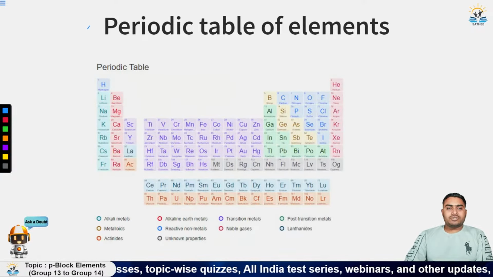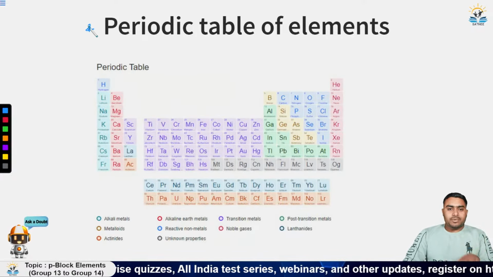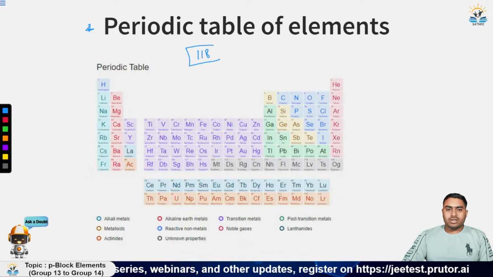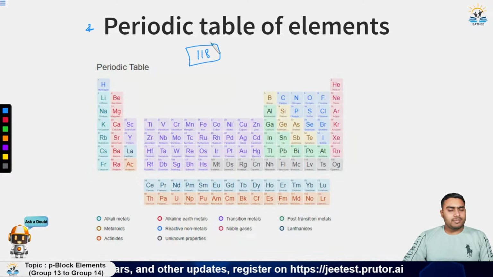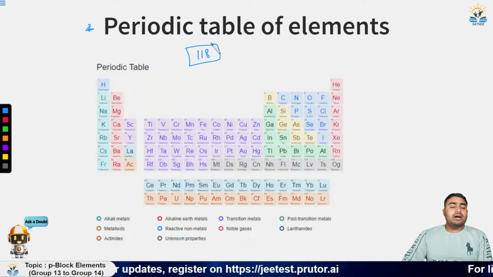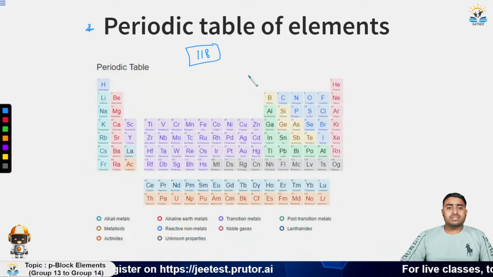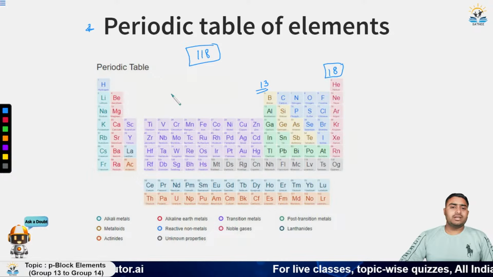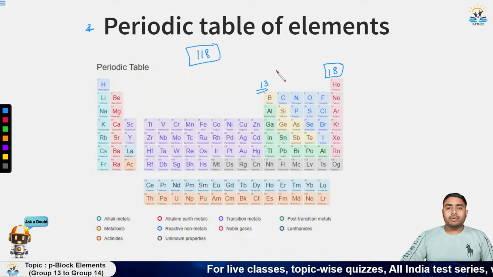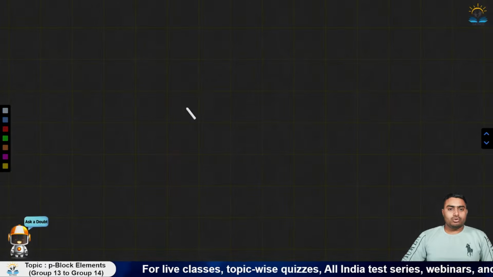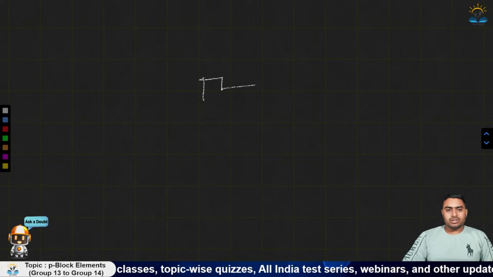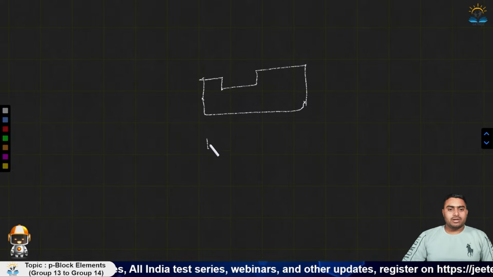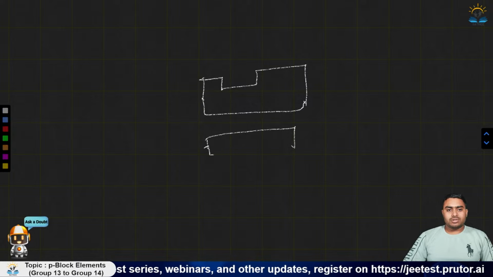So you can see here first of all the periodic table, the periodic table of the elements. In this periodic table we have 118 elements. You know very well that 118 elements have been discovered so far, and out of these 118 elements, group 13 to group 18 elements are included in P block. The bottom two rows are also there.